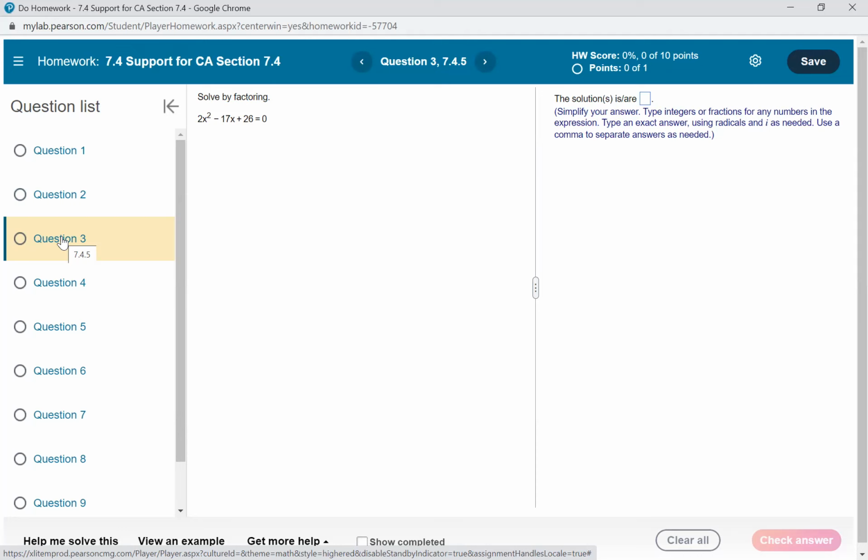Now, remember, this is a plus. So I want factors of 52 that add to equal 17. You can't see your screen. Oh, did I not share my screen? My bad.